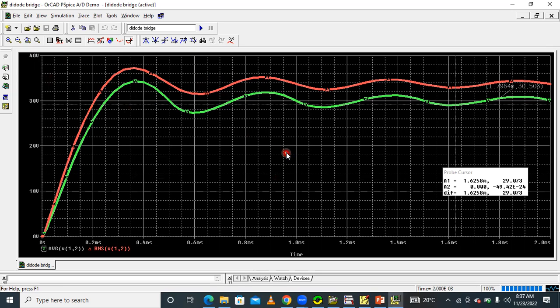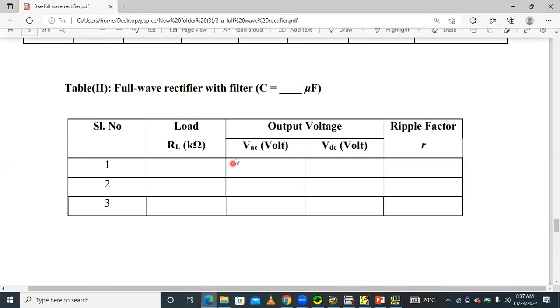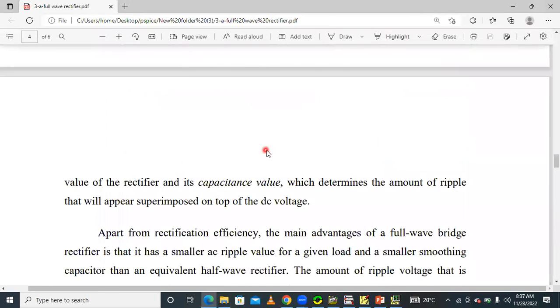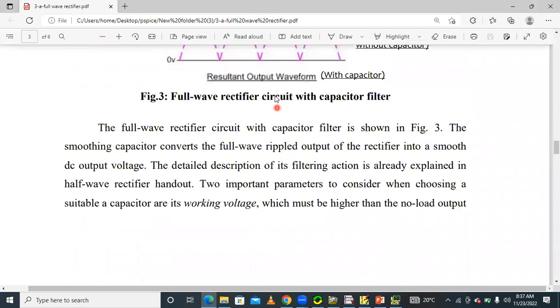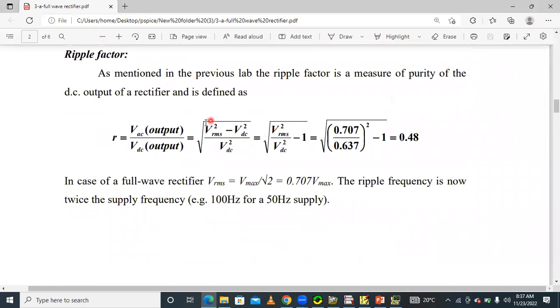So like this, we have to find the RMS value and average value, and then substitute them in this formula, VRMS by VDC in this formula. Then we will get the ripple factor without filter. So the ripple factor is the square root of (VRMS by VDC) squared minus 1, where VRMS is 35 and VDC is 30. And then we have to find the ripple factor.